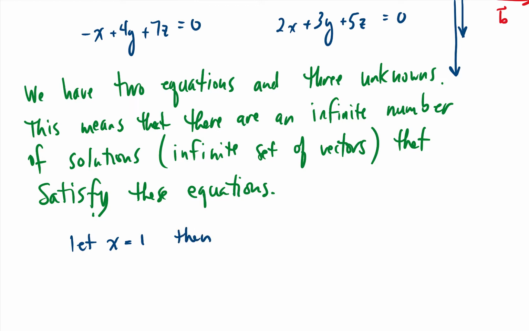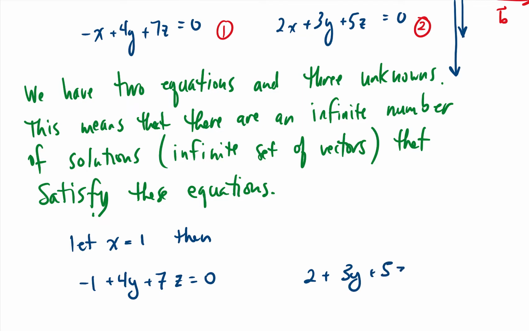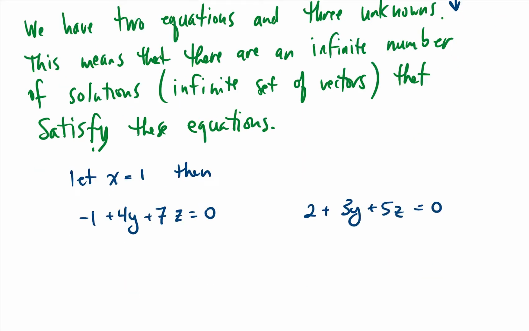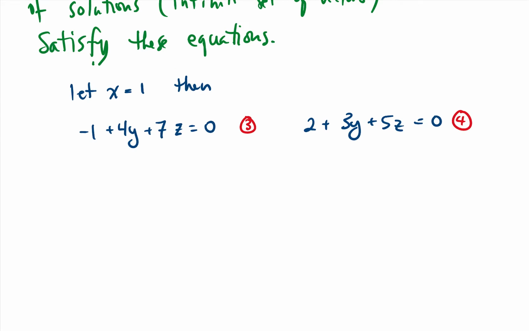So then we have this. If we take our equation here, we'll call it equation 1, and we'll call this equation 2. If we take equation 1, that means I have negative 1 plus 4y plus 7z is equal to 0. If I take equation 2 and sub in 1 for x, I get 2 plus 3y plus 5z is equal to 0. I'm going to call these equations 3 and 4. Now I have two equations and two unknowns I can solve using substitution or elimination. So take a moment now, decide to use substitution or elimination, and then come back and check your work.